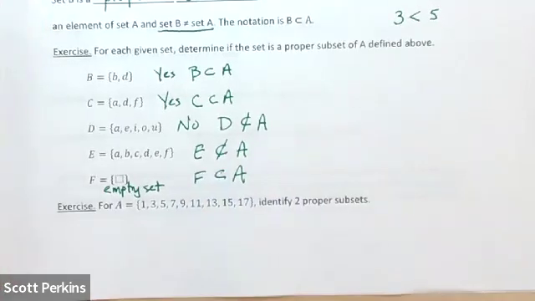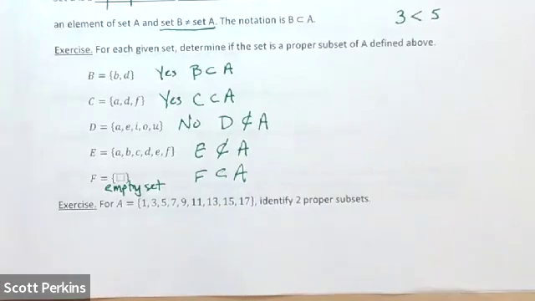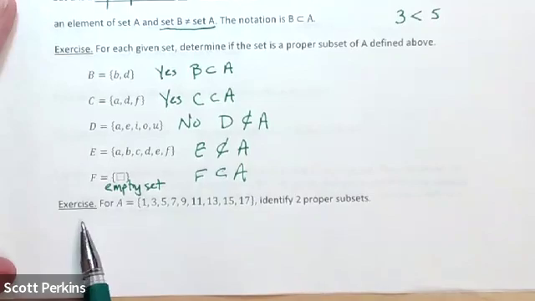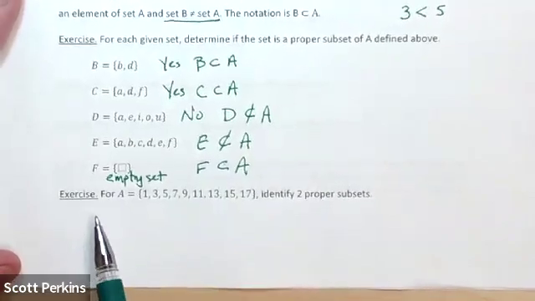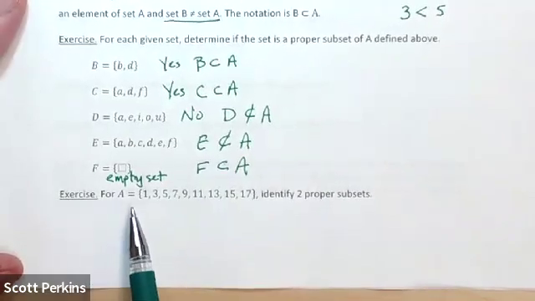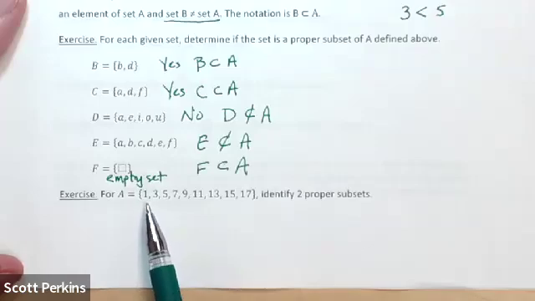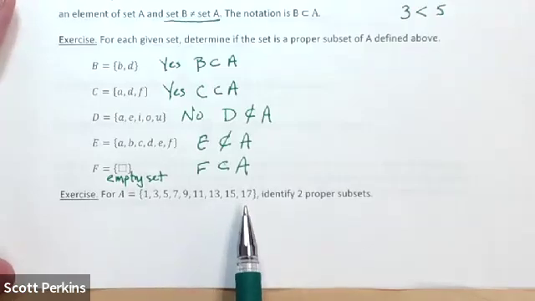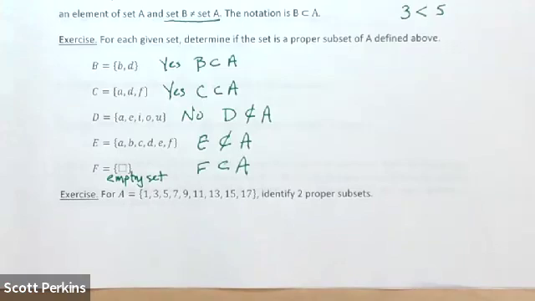Great job. All right, so now just to think about this backwards, we're hopefully able to identify if something's a subset, if something's a proper subset. So now just to go the other direction, the next exercise at the bottom of the page says I've defined a new set A for you. It's the odd numbers 1 through 17, and I just want you to identify two proper subsets. There are lots of answers to this. I'll give you about a minute and a half to do that.